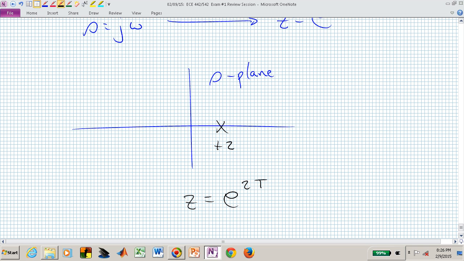Think of what e to the x looks like as a function of x. And at e to the 0, what's that as a number? E to the 0. 2.7 something raised to the 0 is 1. So that's the transition. And if you go positive, then it's bigger than 1. If you go negative, it's less than 1.